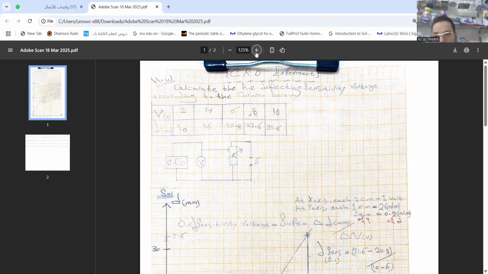I have two columns. The first one is the potential difference with volt unit. The second is deflection with millimeter unit. Here we have numbers like 2, 4, 6, 8, 10, and at deflection, all of these numbers.